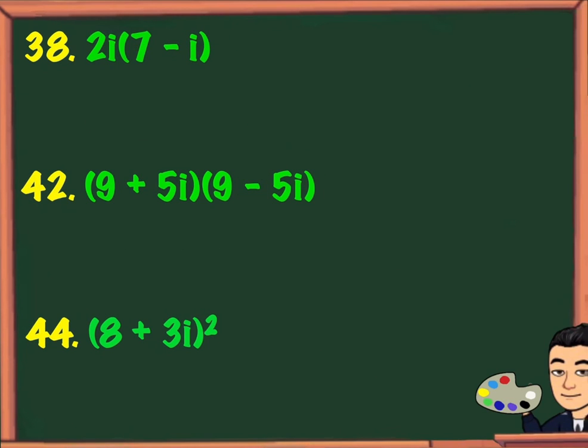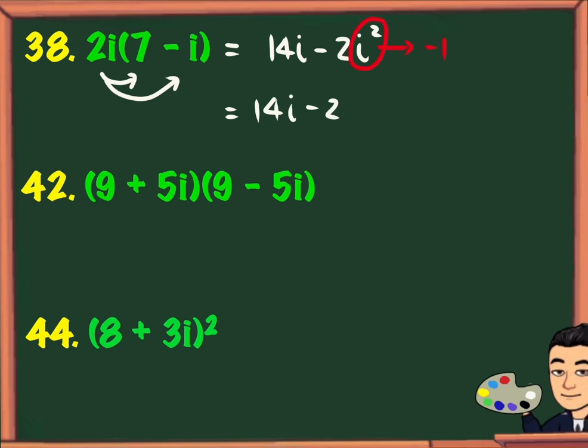All right, so now we're going to be multiplying complex numbers. So if you look at number 38, we're going to be distributing the 2i. So this is going to give you 14i minus 2i squared. The most important thing is knowing that i squared is going to equal -1. So now we've got 14i minus 2 times -1. This is going to equal positive 2. So I'm going to rewrite this as 2 plus 14i.